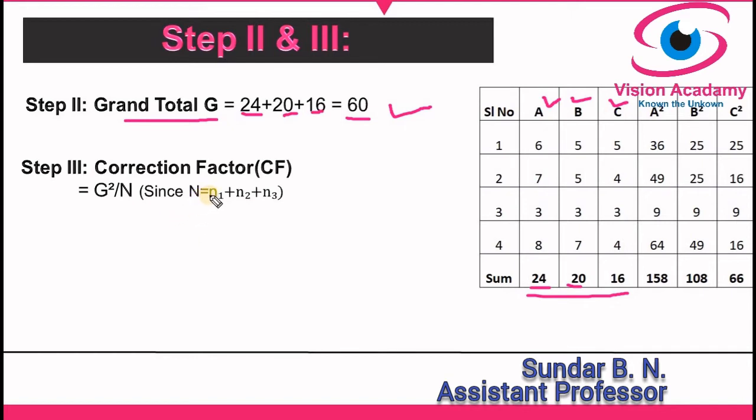So n will be n1 plus n2 plus n3. So 60 square divided by 12. 12 comes from A variety having 4 samples, B variety 4 samples, C variety also having 4 samples. 4 into 3 is 12, so n1 plus n2 plus n3 is 12. 60 square is 3600, divided by 12. So the correction factor is 300. By this way we found the correction factor.